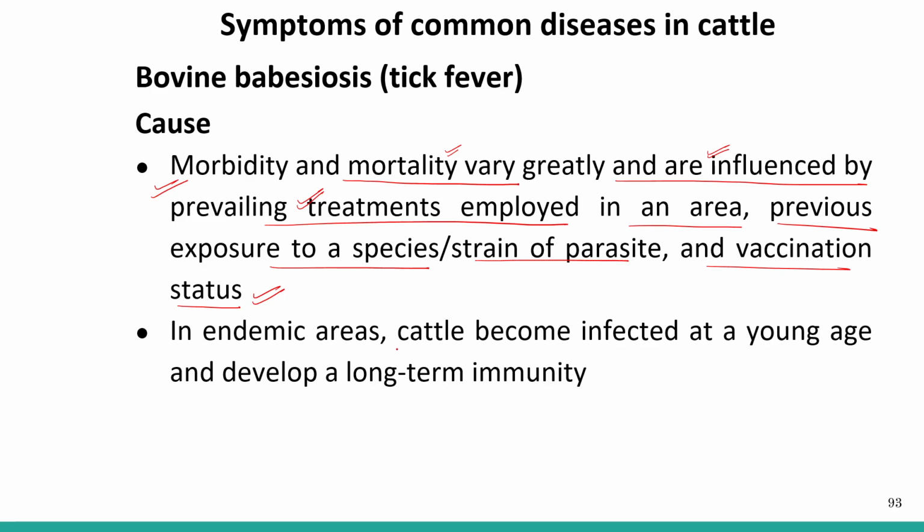In an endemic area, the cattle become infected at a young age. When it is an endemic area, an area which is badly affected with this particular disease, the young cattle are also affected and develop long-term immunity. So the cattle become infected at a young age and they develop a long-term immunity.